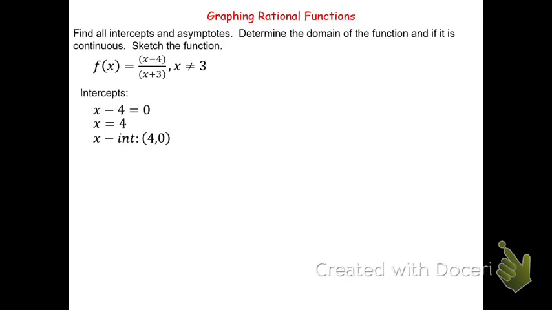To find the y-intercept, we'll plug f of 0 in and see what we get. Into this new function, 0 minus 4 over 0 plus 3 becomes negative 4/3. The y-intercept is (0, negative 4/3). Now, you could have also done f of 0 with the original function, and you would still get negative 4/3, but it's going to be a little bit more work.